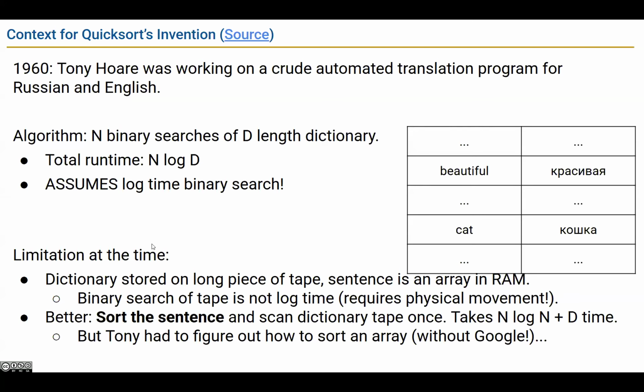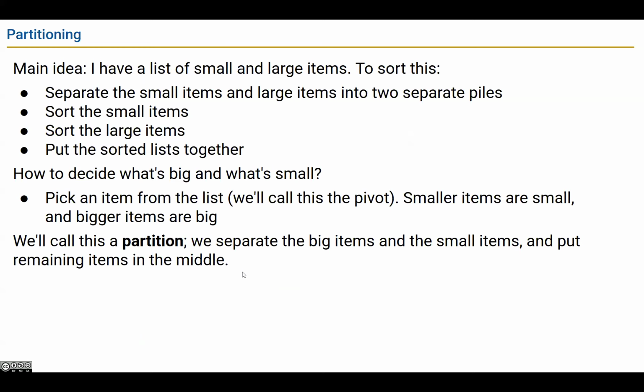In order to do that, you needed to figure out how to sort an array. This was back in the 60s, so Google did not exist. So Tony had to come up with a way to sort things. And what he did was this. The main idea is, if I have a set of items, I'm going to split them up into small items and big items. I don't know what I mean by small and big yet, but that's what I want to do. So I'll first sort all the smaller items, then sort all the big items, and then put the sorted list together.